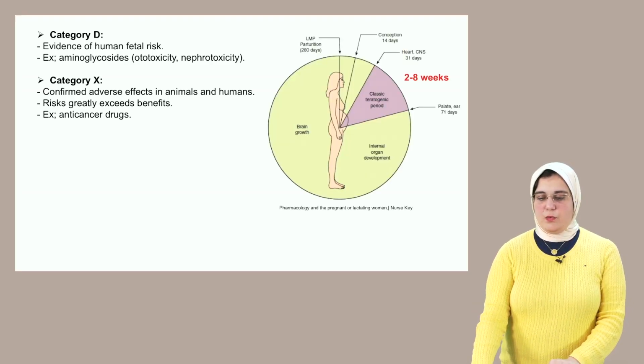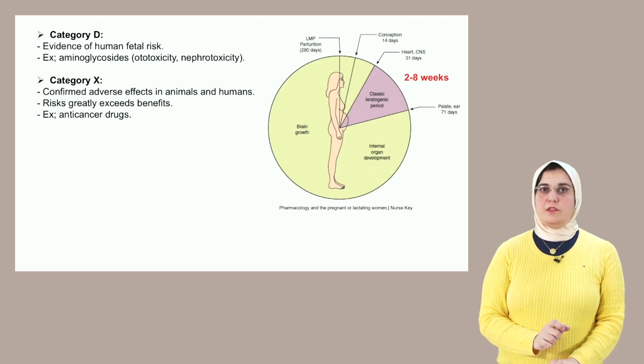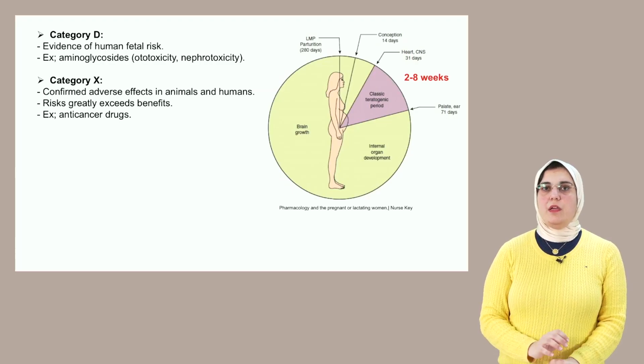So again, I want you to remember that from the 2nd to 8th week of gestation, it's the most dangerous time to give a teratogenic drug, because that baby will have abnormalities.